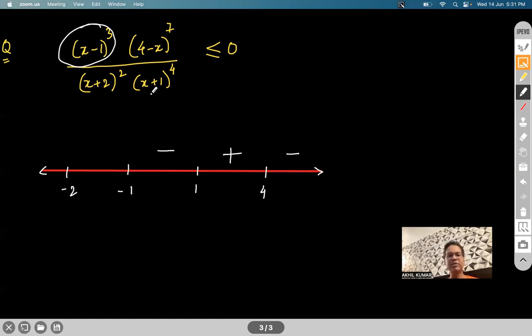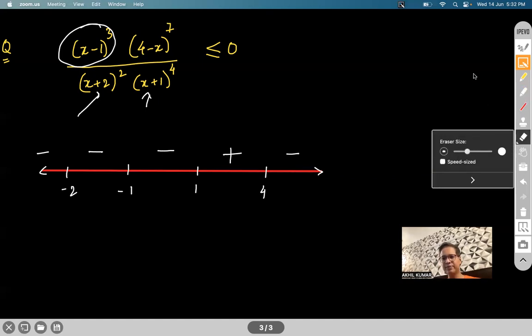Again, -1 comes from this factor, which has got even power. Even power means retention of sign. And then -2 comes from this factor, which is again even power. So again, retention of sign. Is it clear? Any questions?